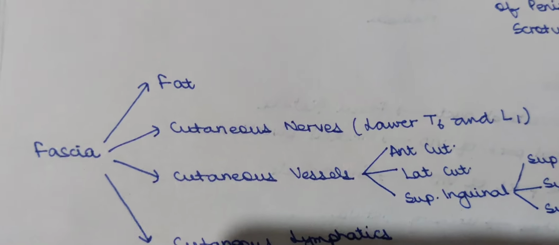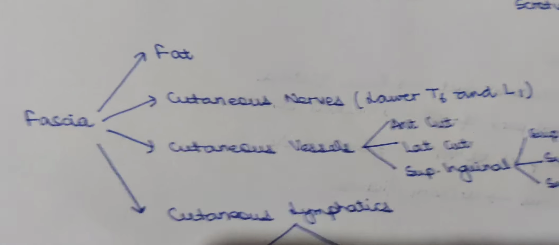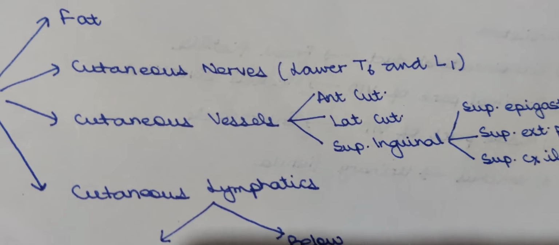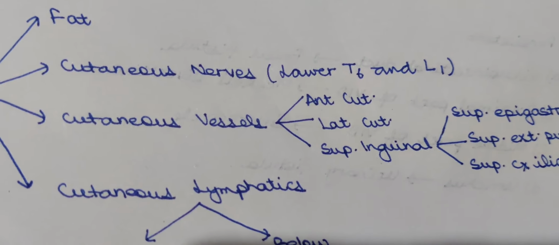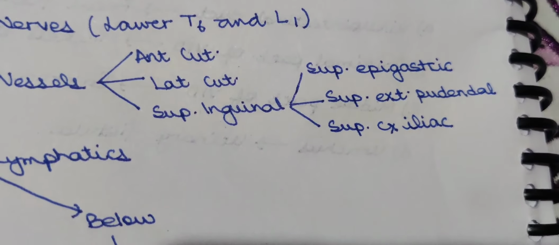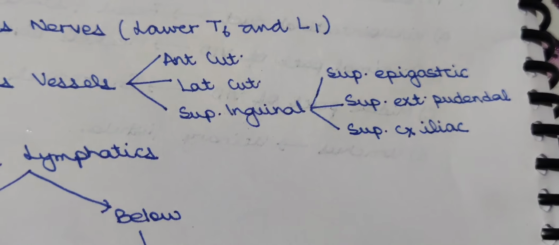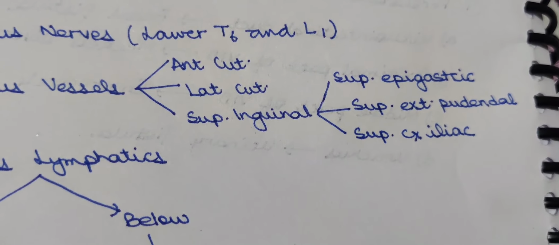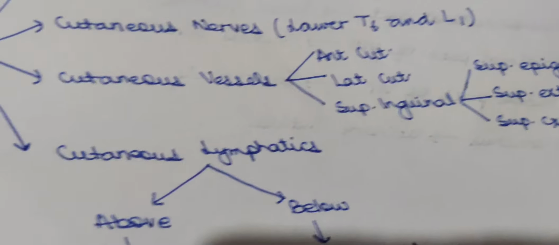Now, what does this fascia contain? This fascia contains fat. It contains cutaneous nerves. In the anterior abdominal wall, it contains lower 6 thoracic nerves and L1 nerve. Cutaneous vessels, these are the cutaneous arteries: anterior cutaneous artery, lateral cutaneous artery, and there are three branches of superficial inguinal arteries: superficial epigastric, superficial external pudendal, superficial circumflex iliac.